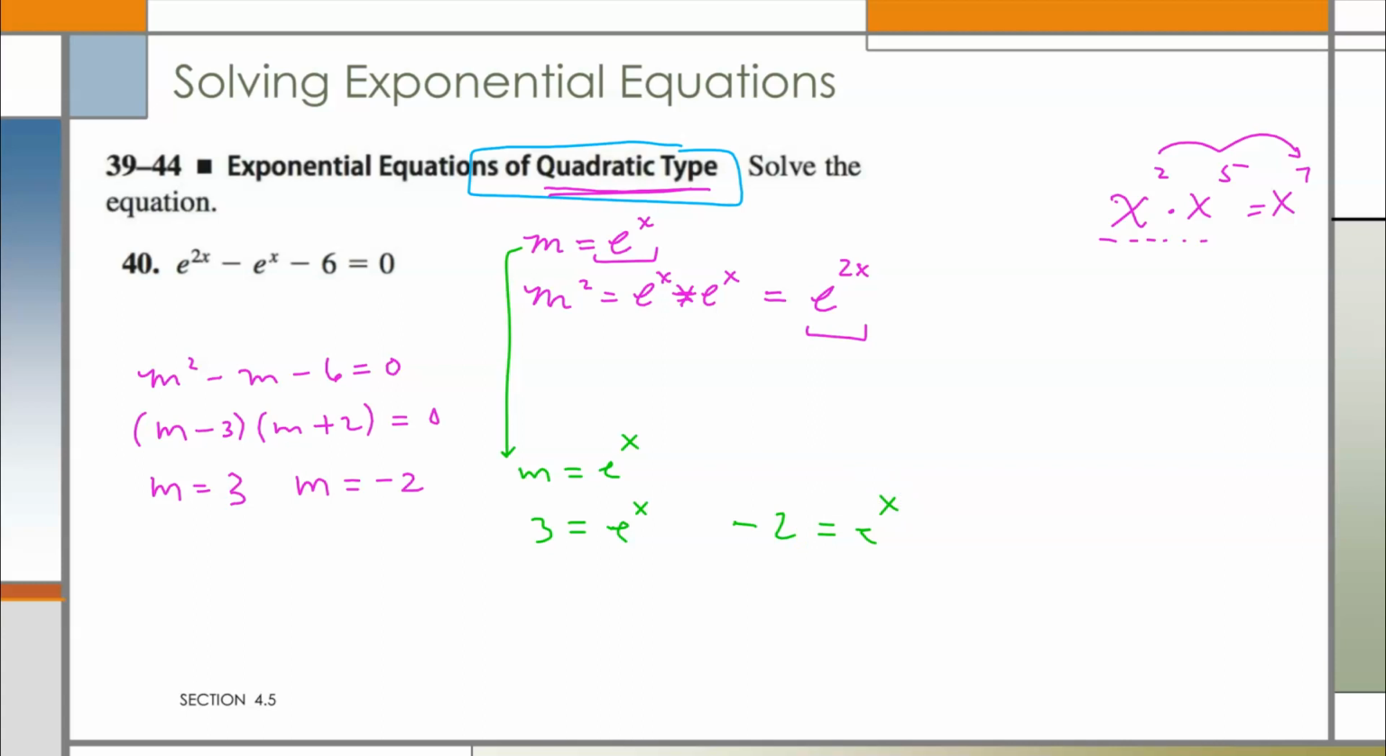Okay, and then we just solve for x. How do we get rid of e? If I need to get x, I need to get rid of base e. What gets rid of an exponential? A logarithm. What gets rid of e? ln. So we have the ln of 3 is equal to the ln of e to the x, which is just x. So x is the ln of 3.